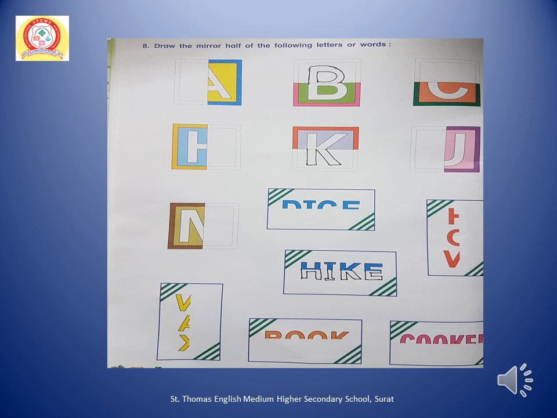First, you have to draw A, next B, I have drawn, next C, next H, next K, next U, next M, next dice, next how, next hike, next wax, next book, and last one is cooked.